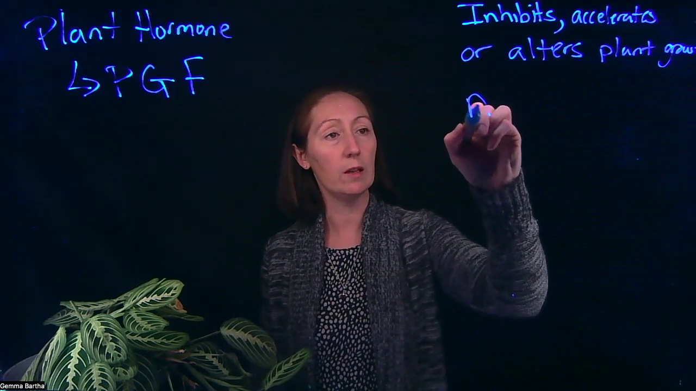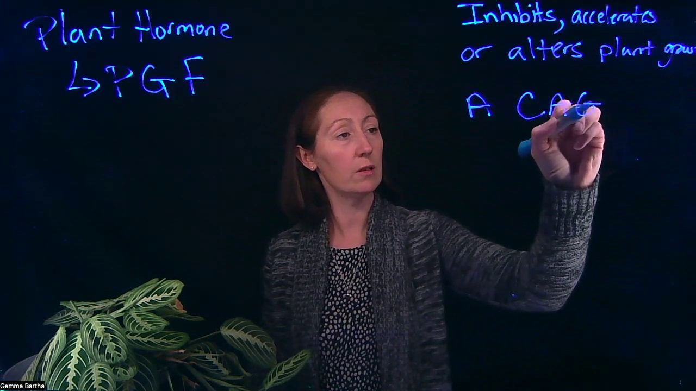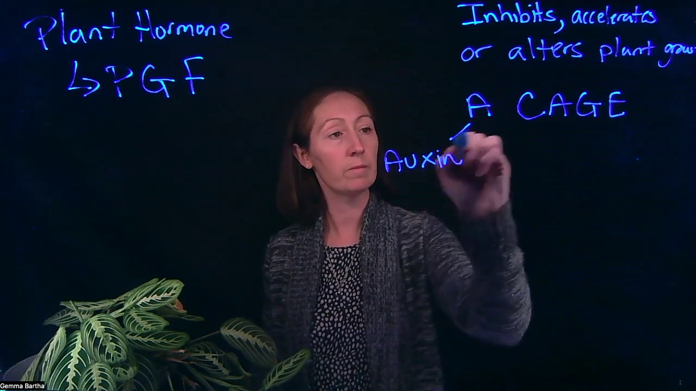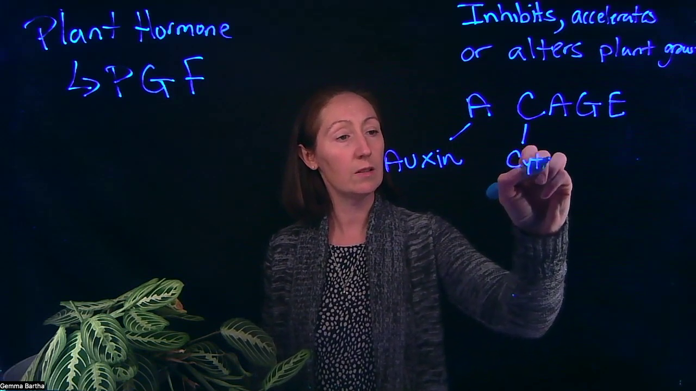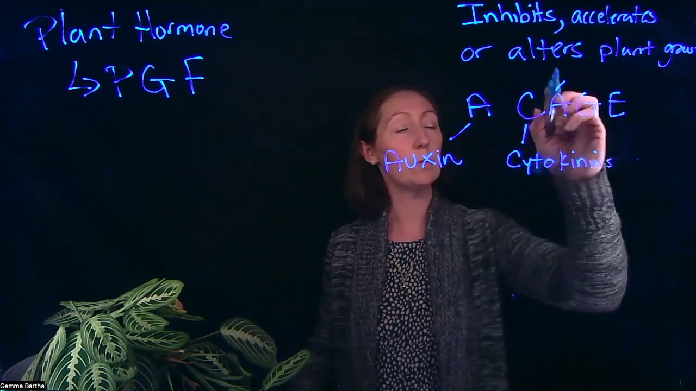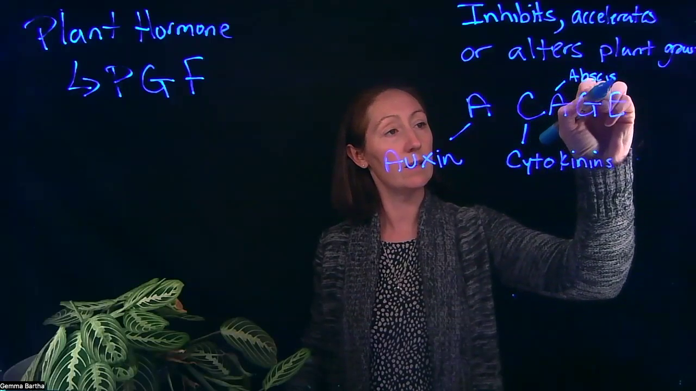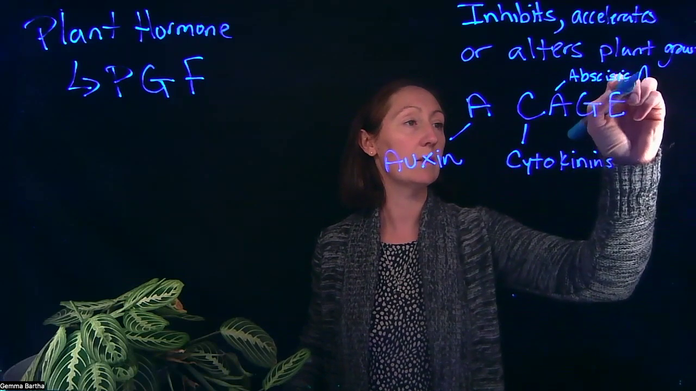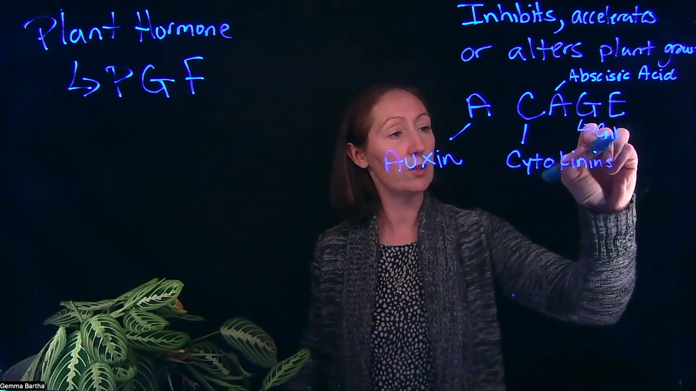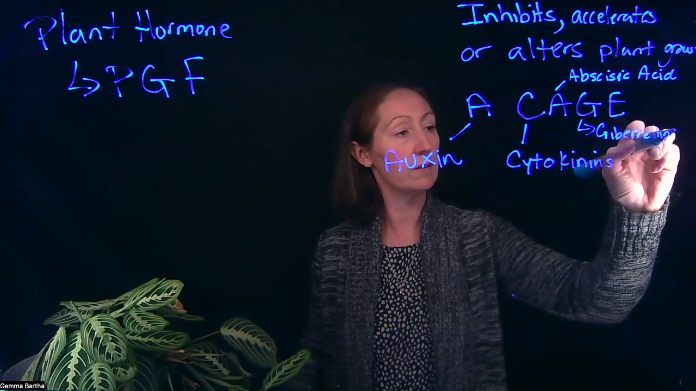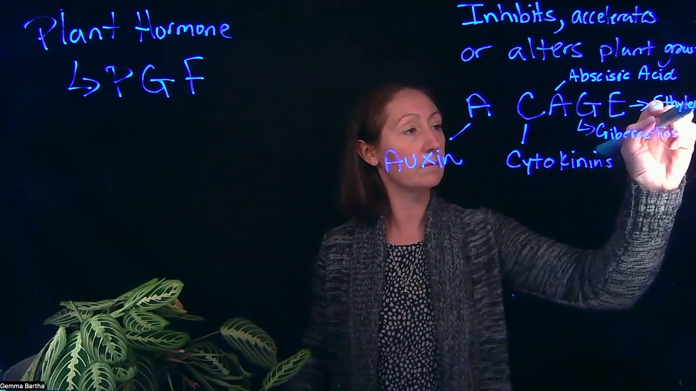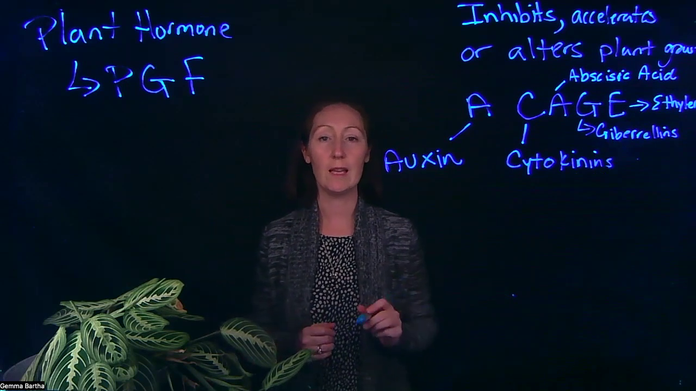So the 5 different hormones we know as CAGE. Okay, so A being auxin, C cytokinins. The A in this one is abscisic acid. G here is gibberellins. And the E here is for ethylene. Okay, why don't we go ahead and start with auxin.